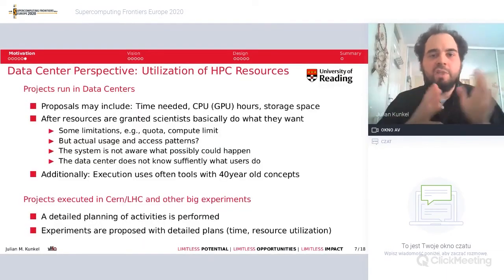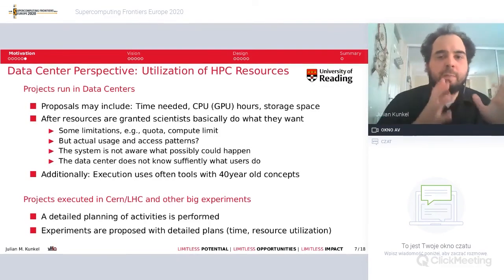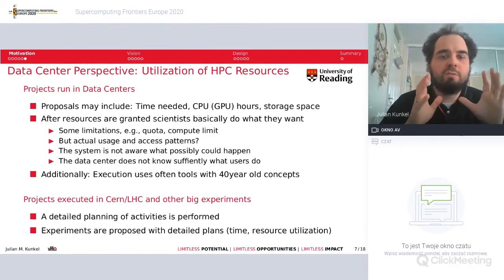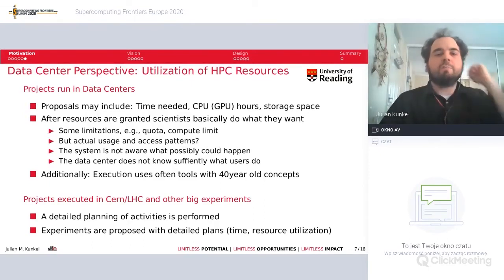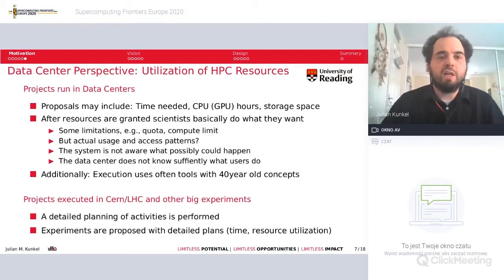So now let me leave this topic of climate and weather for a moment, and let's talk about my general perception of the data center and how we actually submit grants and run projects on it. If you submit a proposal to a data center, you typically provide some information like the time you need, the CPU, GPU hours, and storage space. But once you have this proposal granted, well, as a scientist, you can basically do what you want, right? You log in with SSH and you run your jobs.